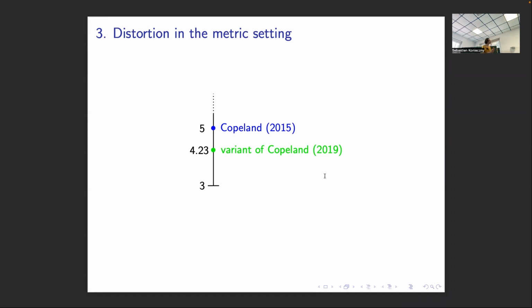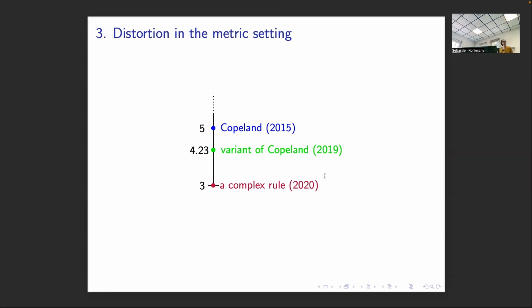A few years after, there were the first results for the metric setting that showed that the Copeland rule, you remember Copeland, has distortion 5. A few years later there was a variant of Copeland with distortion 0.23. There were other rules in between. But then in 2020, there was a beautiful paper that showed that there is a complex family of rules that achieves 3.